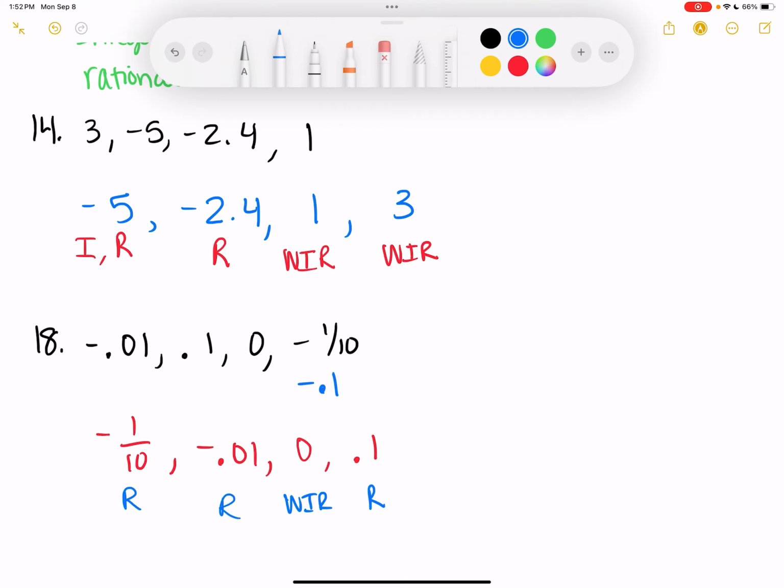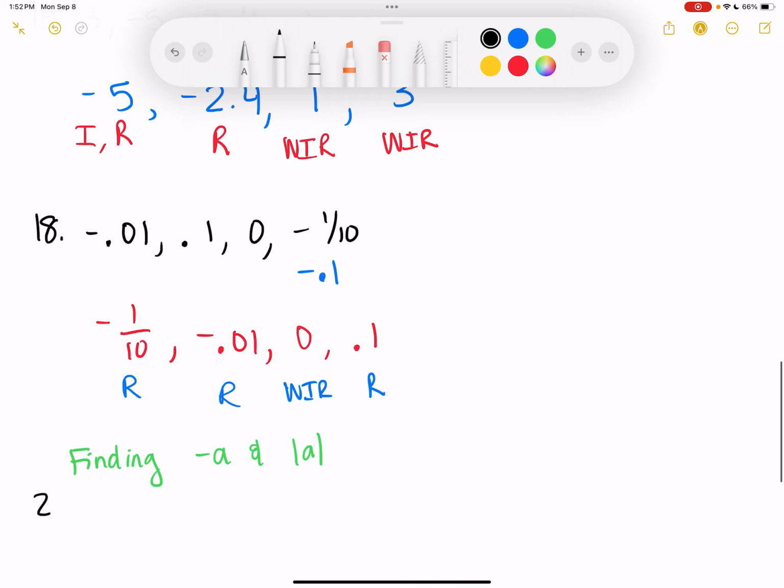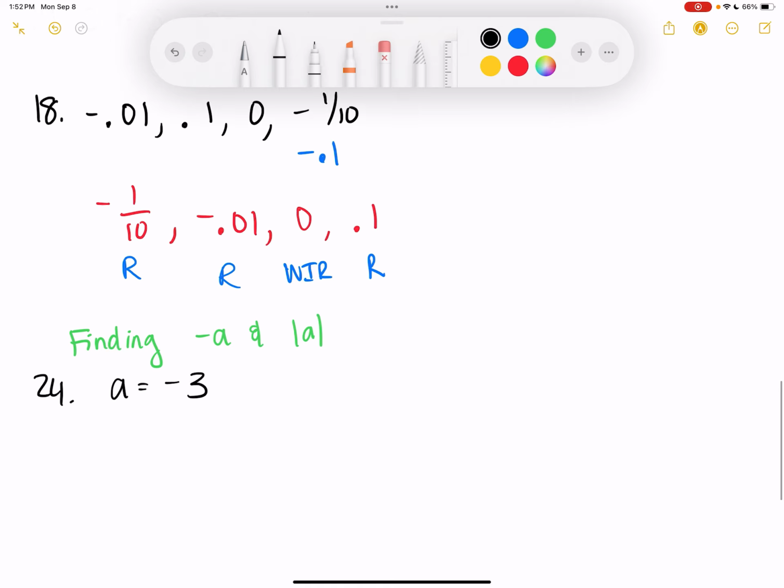All right, for the given value of A, find -A and the absolute value of A. So with these ones, we're finding -A and the absolute value of A. So 24, A is equal to negative 3. So if A is negative, then I have negative A is equal to negative times negative 3. And so that ends up being a positive 3. Okay? The absolute value of A is the absolute value of negative 3. Well, the absolute value is always positive, and so this would also be 3. So both of those numbers would be 3.